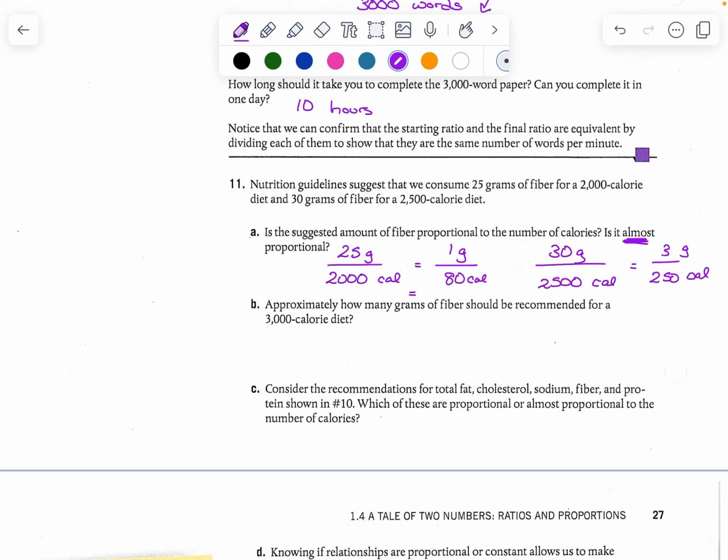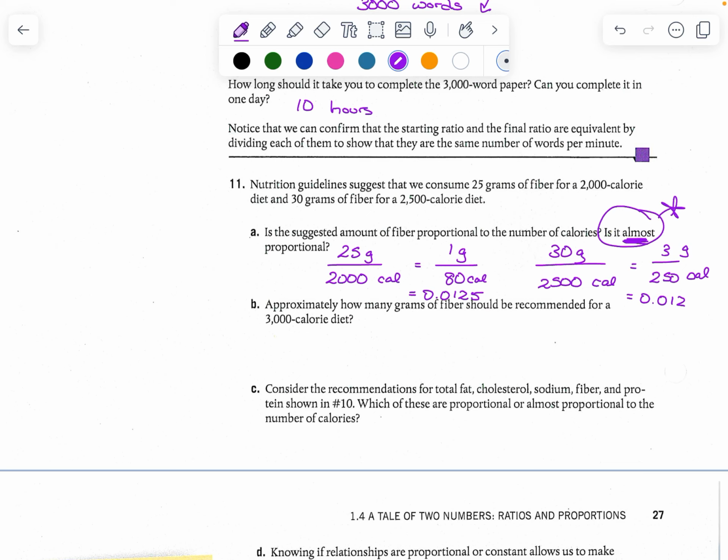If you divide 1 by 80, you get 0.0125. If you divide 3 by 250, you get 0.012. So is it almost? Yes, it is. Is it perfectly proportional? No. But we can think of this as essentially 1.2%, sorry, those labels are different. I should not call that a percent. But 0.012 grams for every 1 calorie.